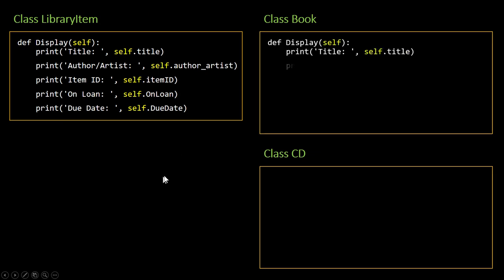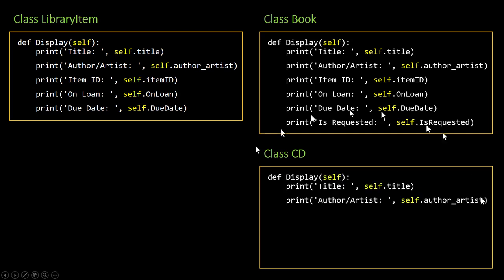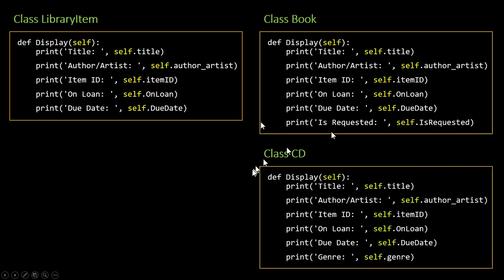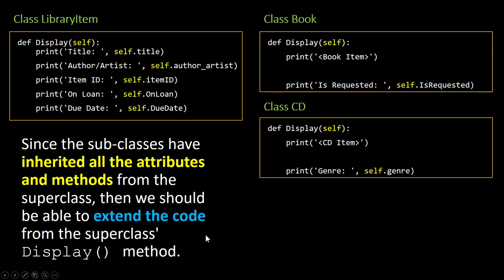One way to do that is to write out all the code the way that we want to print out our information from the subclass, and also for the other one. So you realize that in doing so, there will be a lot of duplication when you individually write the display method for the subclasses. Now, since the subclasses have inherited all the attributes and methods from the superclass, we should be able to extend the code from the superclass display method.